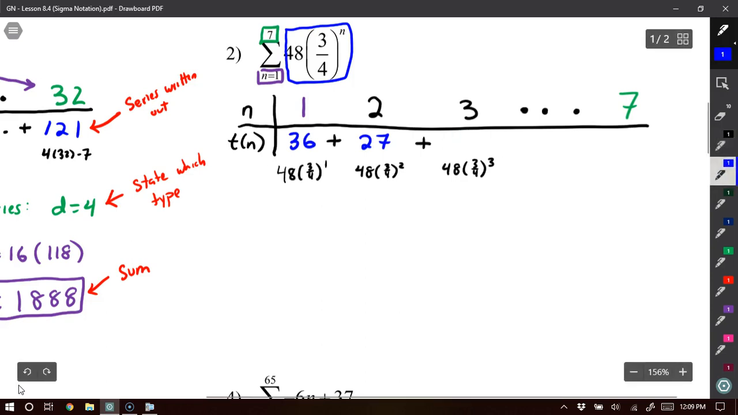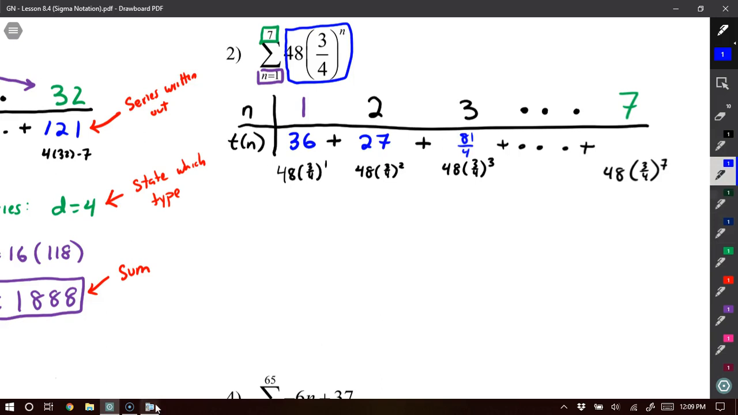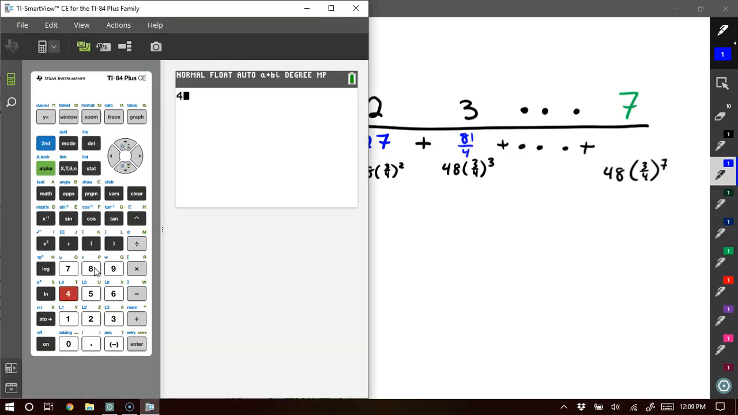Let's keep the color coding. That is 81/4 plus dot, dot, dot, plus. All right, let's do the last one. I'm going to do 48 times 3/4 to the 7th. Now that one's a little bit harder. That is going to give you, well, let's just use our calculator. We have 48 parentheses 3/4 parentheses to the 7th power.